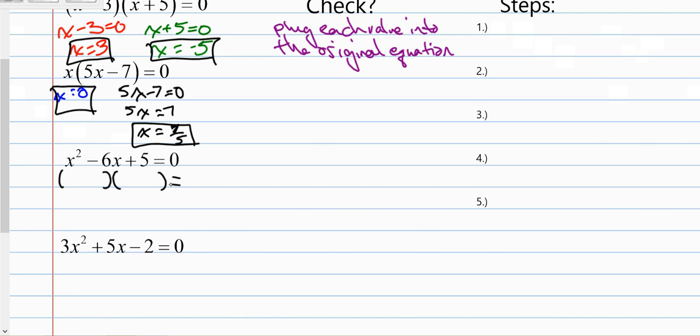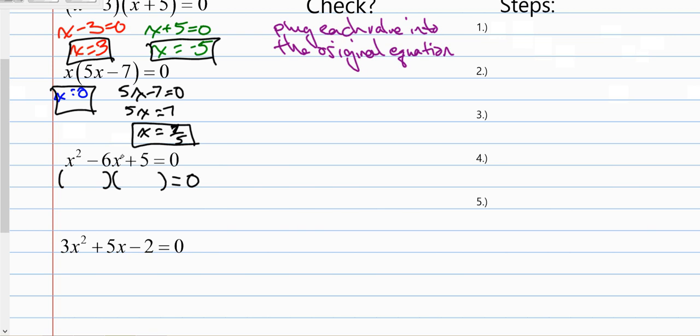A key note is that it's very important to always set your equation equal to 0. Even when you're factoring it, always have the equal 0. Now when I factor this trinomial, I know that I need two things that multiply to a positive 5 and add to a negative 6.